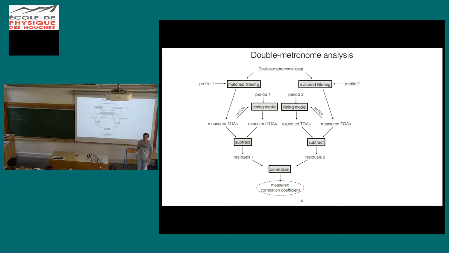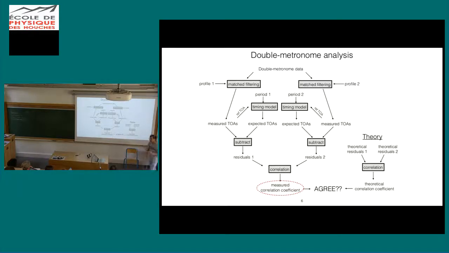I do the same thing for metronome number 2, and then I correlate, and I get my measured correlation coefficient that way. And then I compare that measured correlation coefficient with theory, which, as I mentioned before, predicts a correlation coefficient that goes as the cosine of the angle between them. And then the question is, do those two things agree?